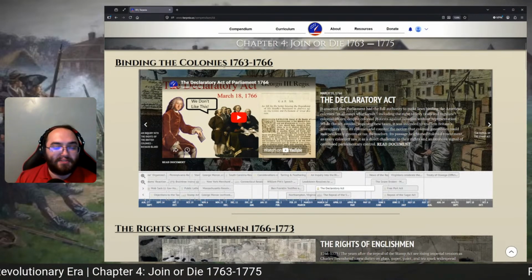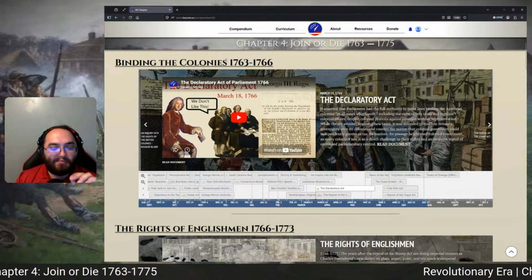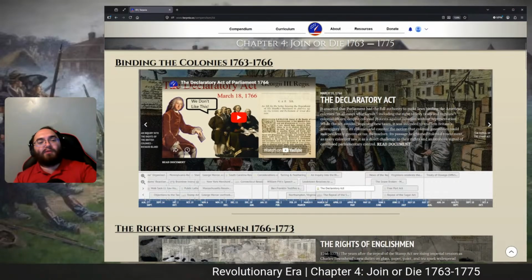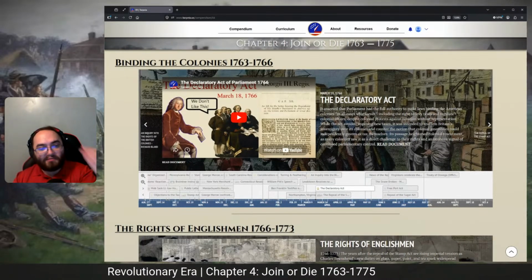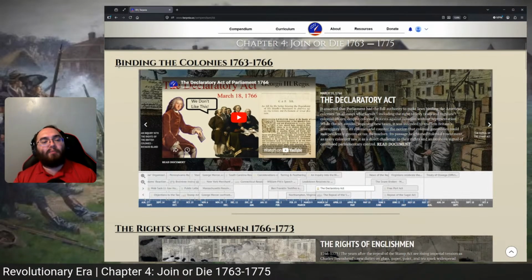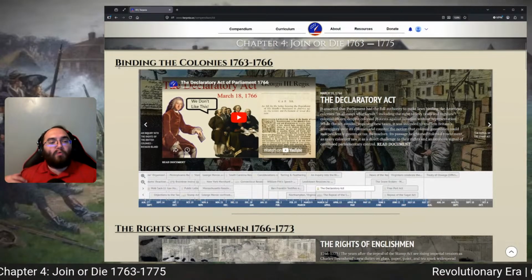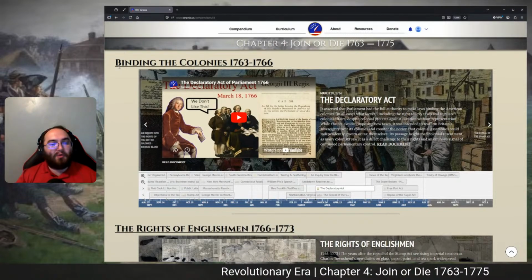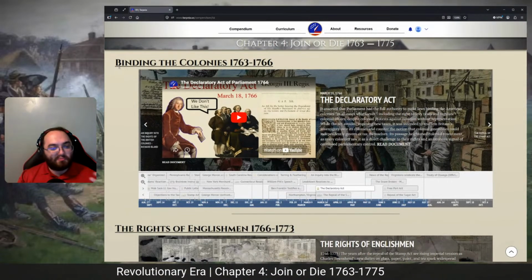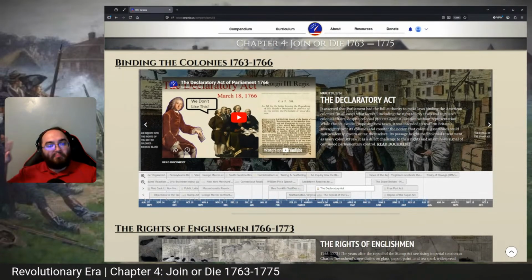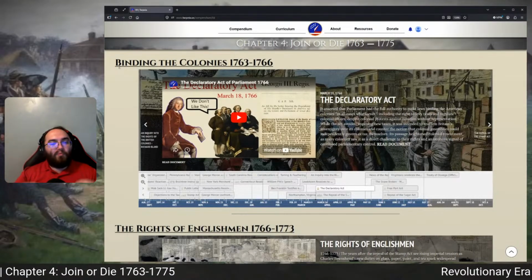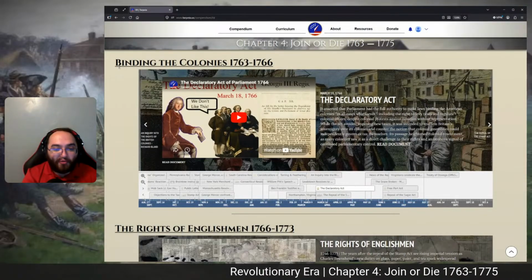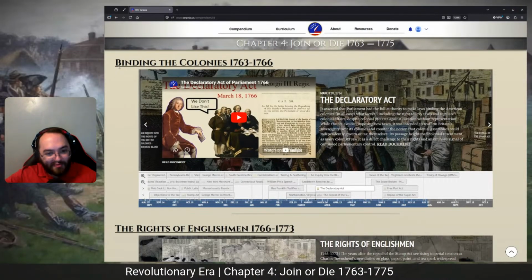So, binding the colonies. This is a play on, because not only is it directly referencing this act, the Declaratory Act, but it's also talking about how the colonies themselves were binding together in the Stamp Act Congress. So Parliament and its decisions, its policies of binding the colonies under the authority of Parliament were also binding the colonies to each other to fight Parliament.